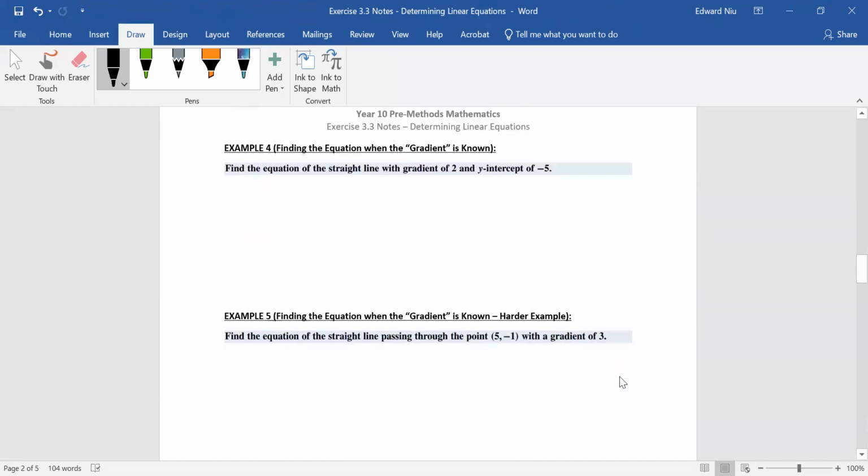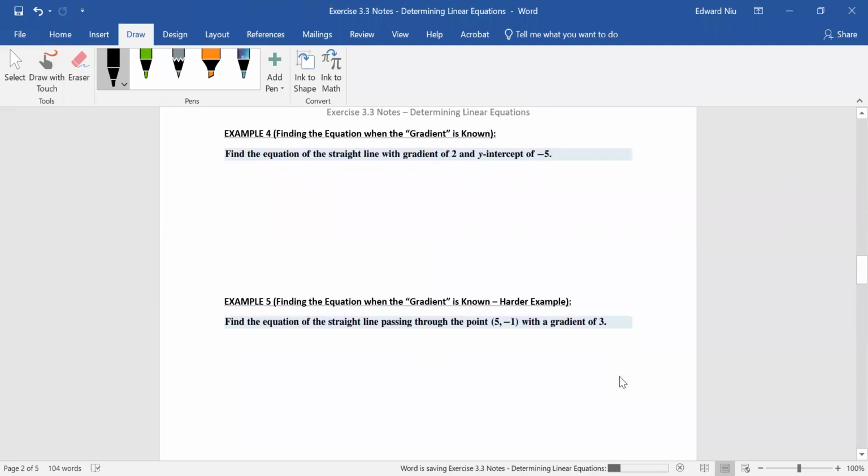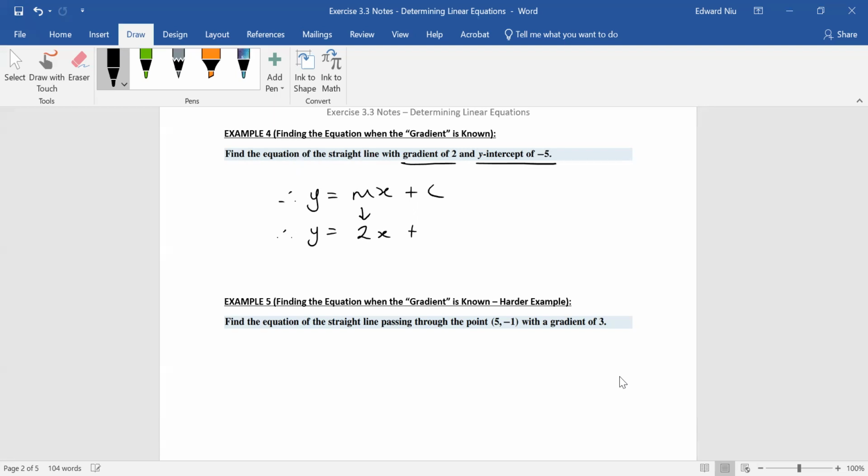Example 4, finding the equation when the gradient is known. Well, this one's super straightforward. So they tell us find the equation of the straight line with a gradient of 2 and a y-intercept of -5. In our y equals mx plus c, we know that the gradient is always m, so we can just substitute 2 into the m. And then we know that the c value is always going to be the y-intercept. And instead of having a plus c, we're going to have a -5. That's it for example 4, nice and easy.